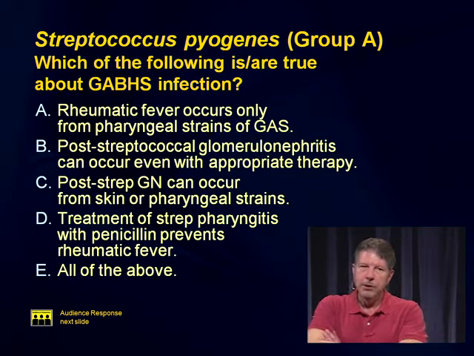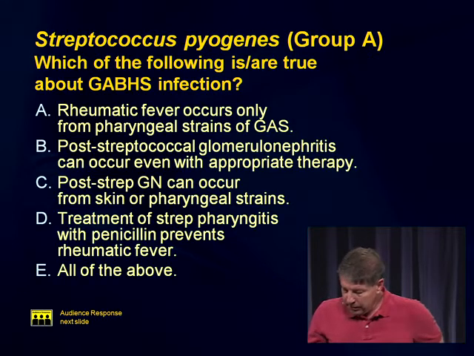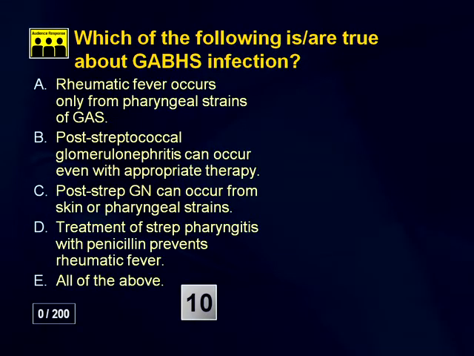Okay, so the first answer, A: rheumatic fever occurs only from pharyngeal strains of group A strep. Is it B: post-strep glomerulonephritis can occur even with appropriate therapy? C: post-strep glomerulonephritis can occur from skin or pharyngeal strains. D: treatment of strep pharyngitis with penicillin prevents rheumatic fever. Or E: all of the above. So which of these do you think is true?